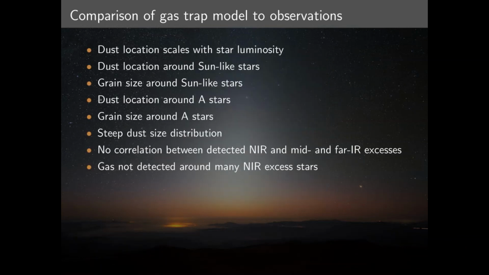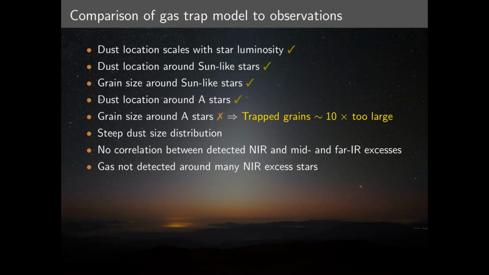So here I've listed the main constraints on hot dust as inferred from observations, and I just want to quickly go through these. So first of all, the dust location scales with star luminosity, and we've shown that this is a natural outcome of the gas trapping model. Likewise, dust location and grain size around sunlike stars is also reproduced. We've shown that the dust location around A-type stars is reproduced by our model, but that the grain size is about an order of magnitude too large.